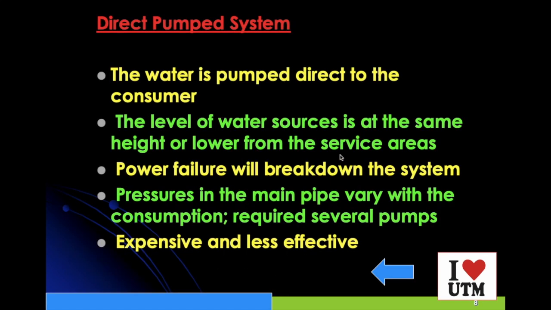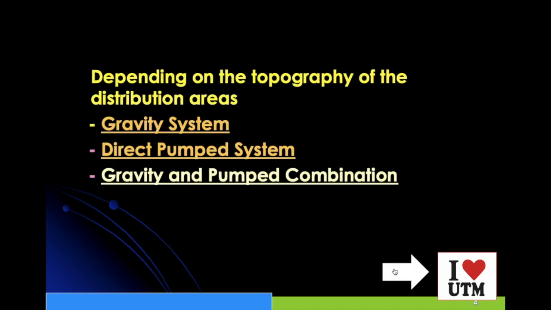So that is the problem with the direct pump system. I hope that whatever I've said is already explained in your notes, or in this slide. Then we move on to the last part of the distribution system. Can I move to the last part? Sorry, I forgot to ask that.